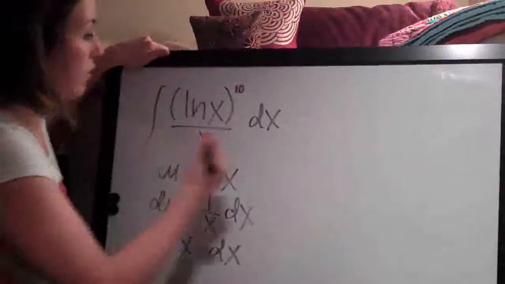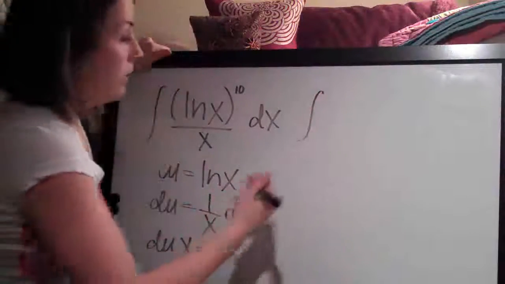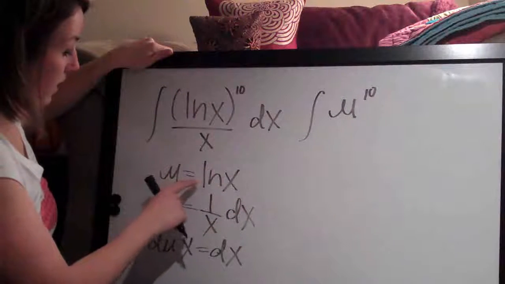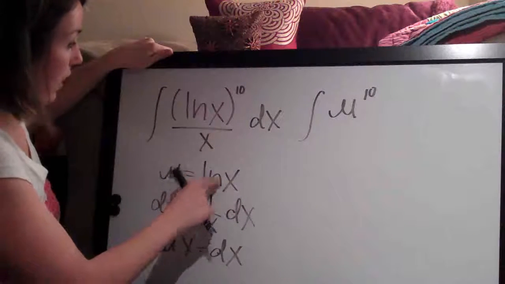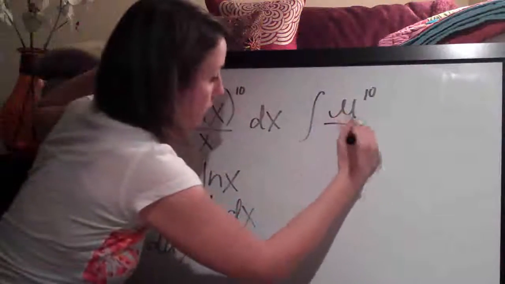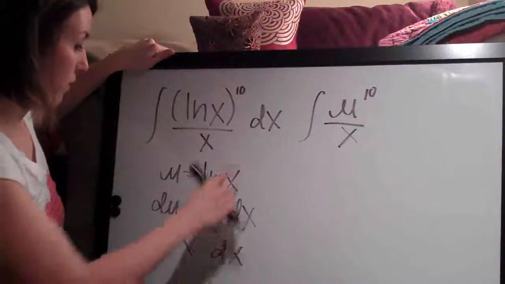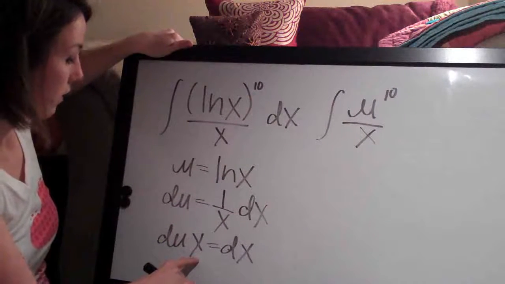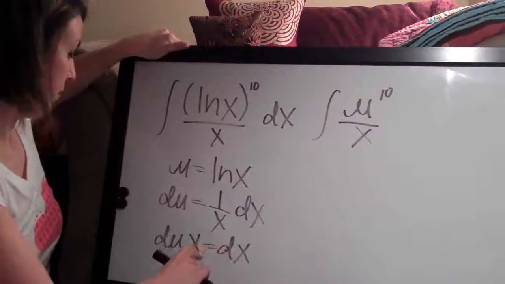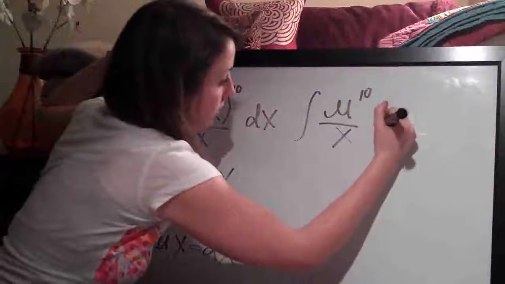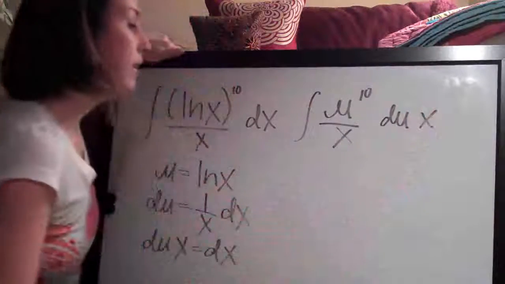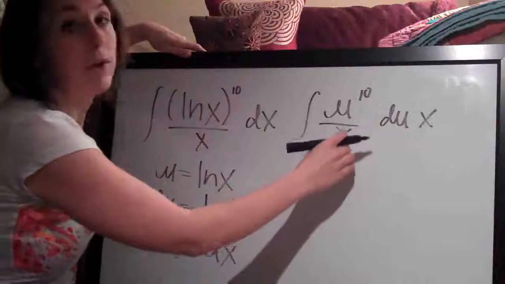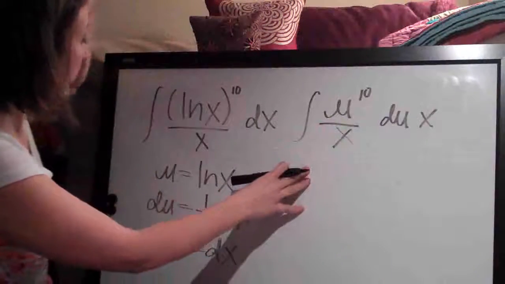So this integral is going to become the integral of u to the 10, because remember we designated that u would stand in for natural log of x, so we plugged u back in, and then we have over x here. And then we've solved for dx, so we can actually plug in du times x for dx now. So we're going to go ahead and put that in there, du times x. Now that we have plugged everything in, we can go ahead and simplify this and then solve.